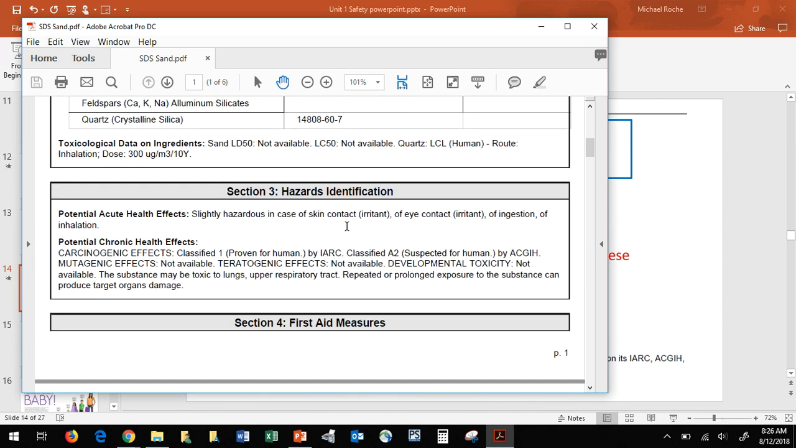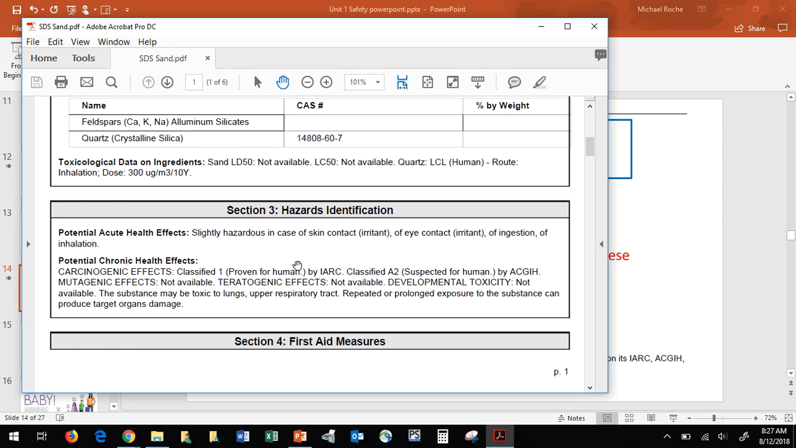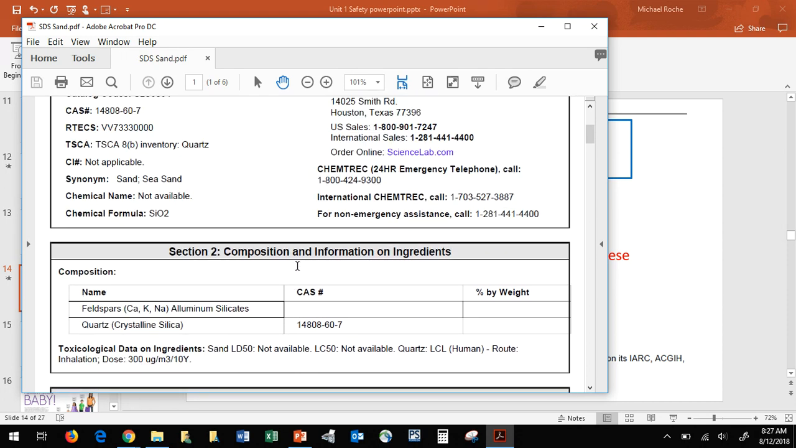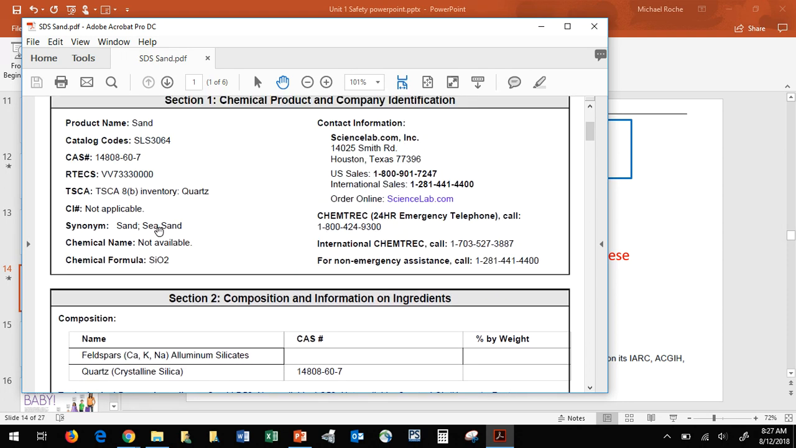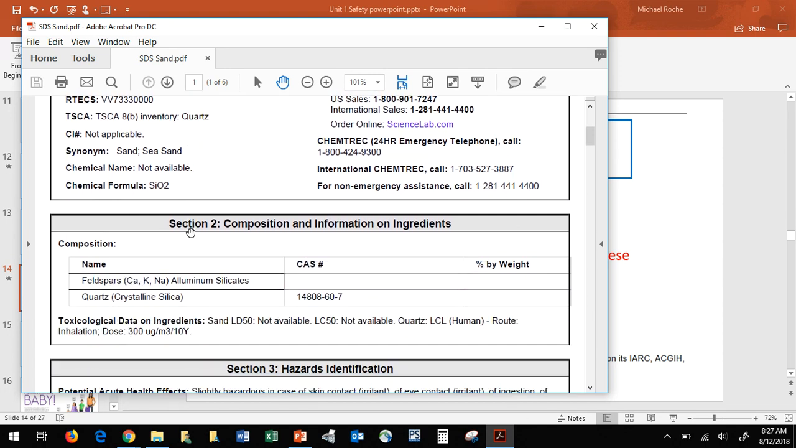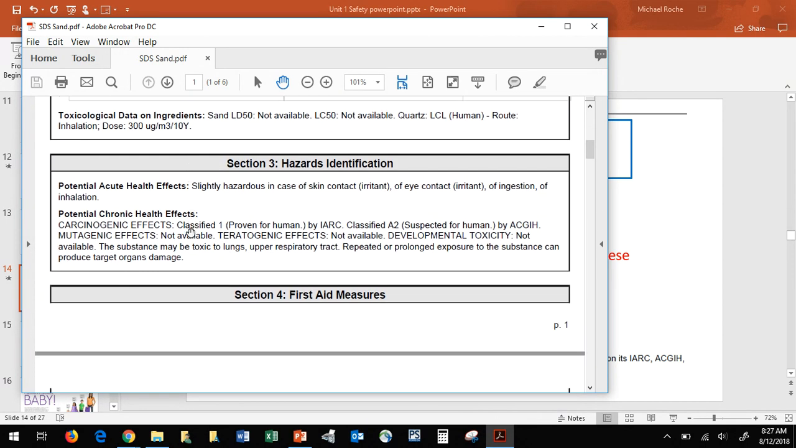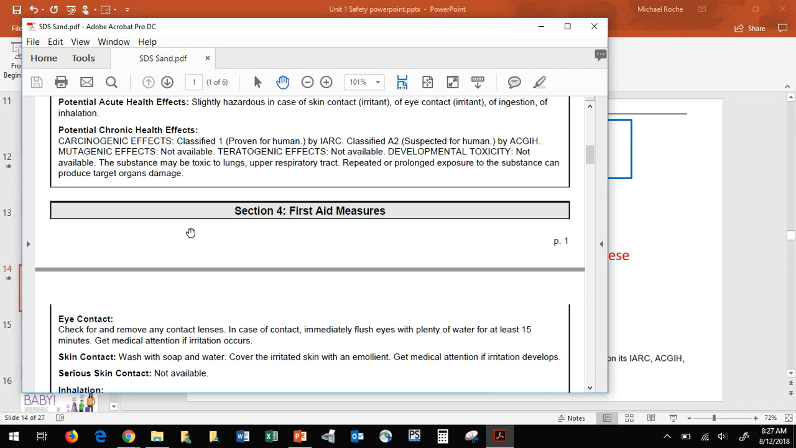Slightly hazardous in case of skin contact or eye contact or ingestion. Carcinogenic, so cancer-causing effects. It's classified as a proven human carcinogen by this agency, the IARC. This agency, the ACGIH, says it's suspected to be a cancer-causing thing. So this is sounding pretty scary. But it turns out, look what we're talking about. We're talking about sea sand. And that, as we know, as we've all been to the beach, is not that scary.